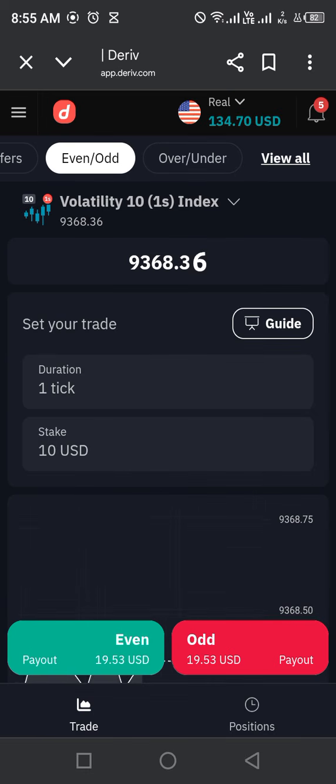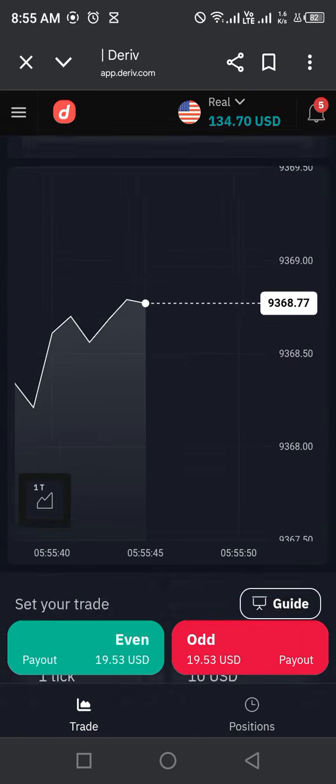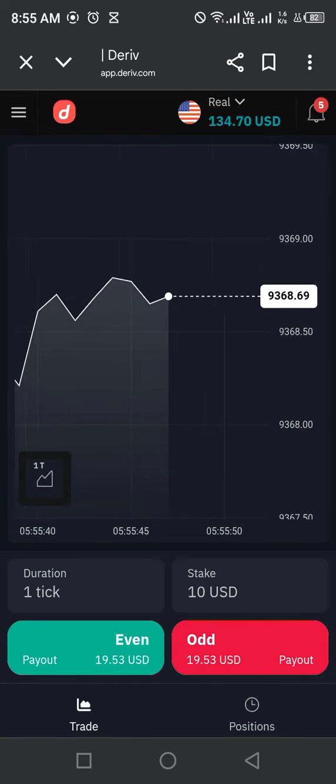Now, when you're trading manually, as I've said, you wait for the last decimal place. Let's say you're trading odd, you wait for the last decimal place to be even, and then you press odd. So it is basically the opposite. But the main thing is that you identify the strongest side. That is what will actually save you.